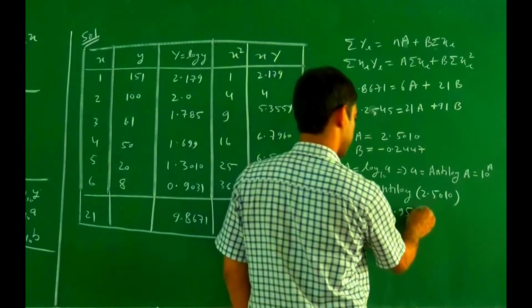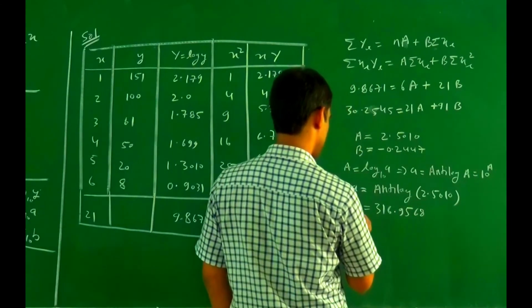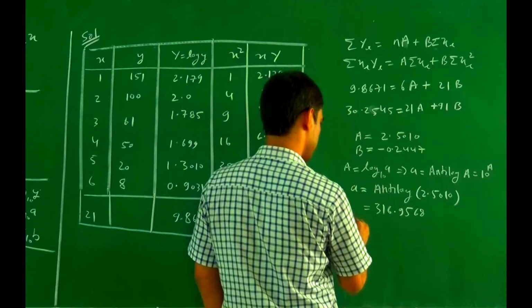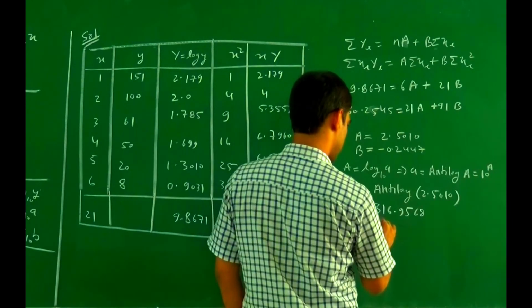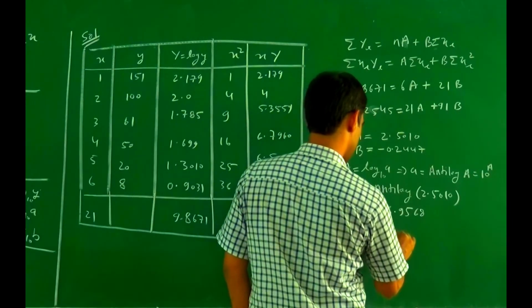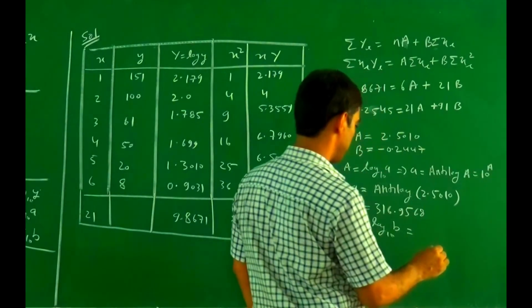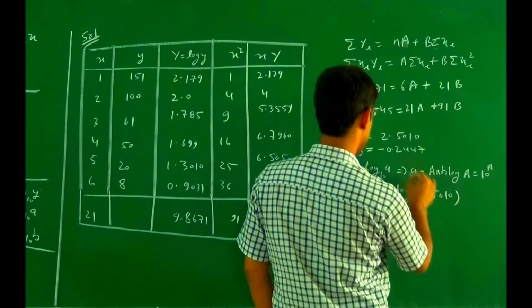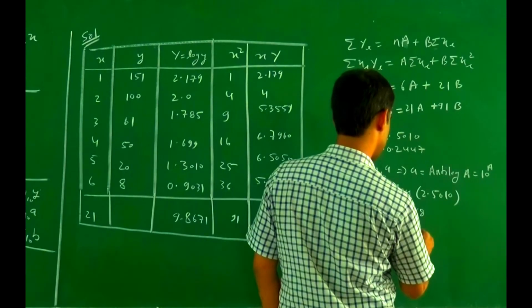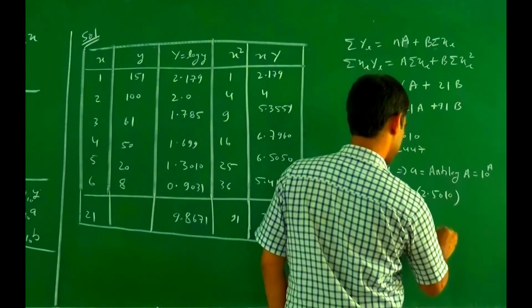316.9568. Similarly, what is the value for B? Capital B is log of 10 small b. So what is the value for this one? The value for this one becomes minus, then this implies that what is the value for B?